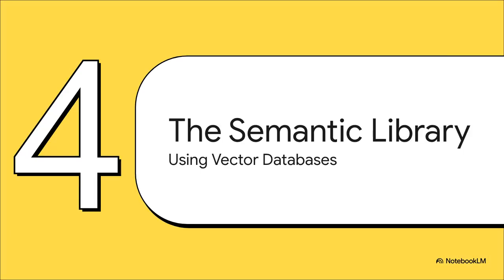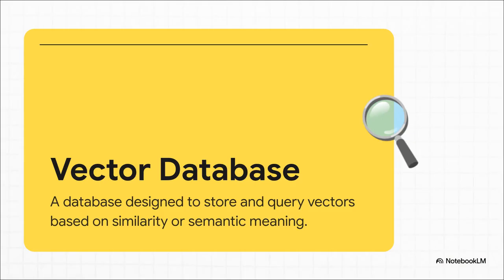Okay, let's recap. We've got our text broken down into neat little chunks. Each of those chunks now has a vector coordinate on our map of meaning. So, where do we put all this stuff? We need a special kind of library, one that's designed from the ground up to search by meaning, not just by keywords. And that's exactly what a vector database is for.